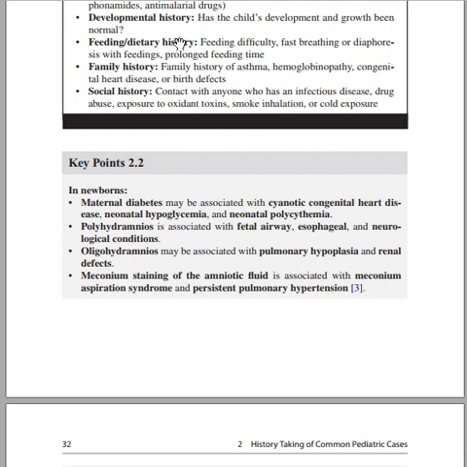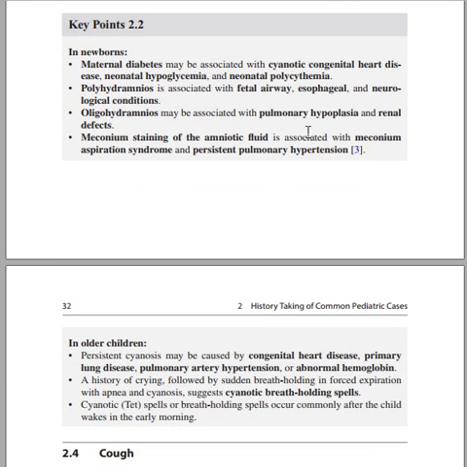So we have the developmental history. How is the child's development? The feeding and dietary history: is the child breathing fast when feeding? You can think of a tracheoesophageal fistula when you have this. Family history: is there a family history of asthma, of hemoglobinopathies, of congenital heart disease, and also of birth defects? All that is very important. Then social history: contact with anyone who has infectious disease, drug abuse, exposure to oxidants, toxins, smoke inhalation, and cold exposure.